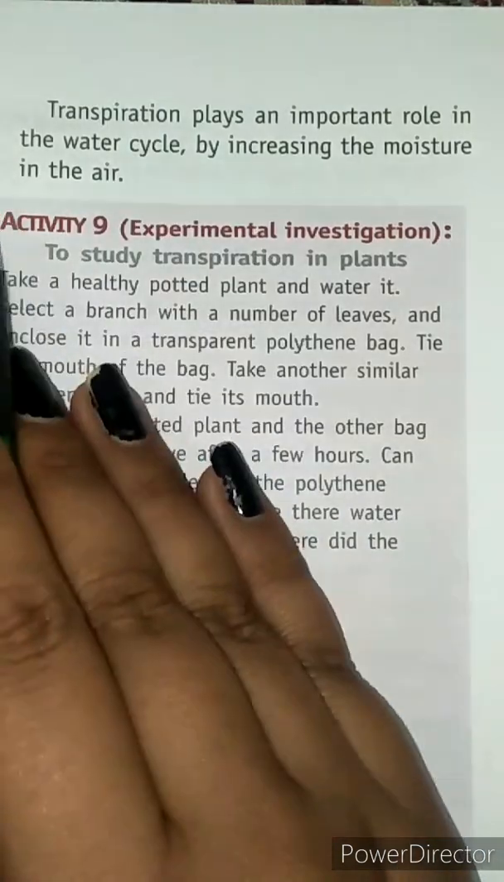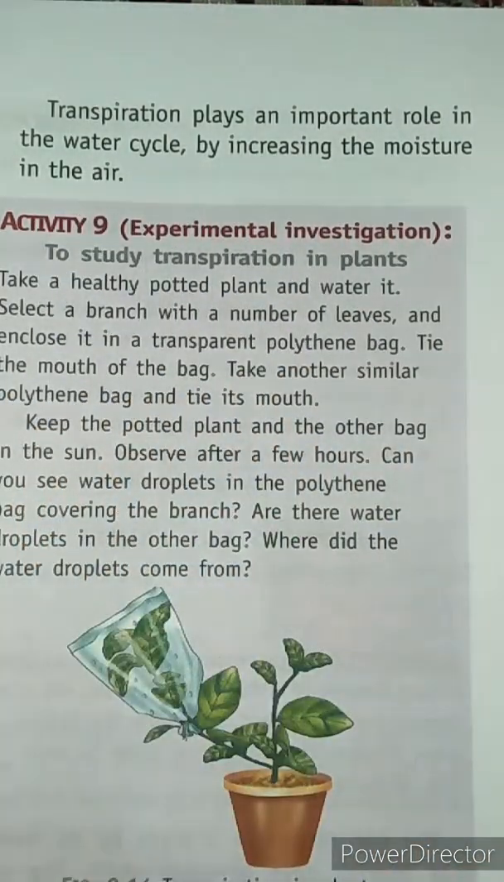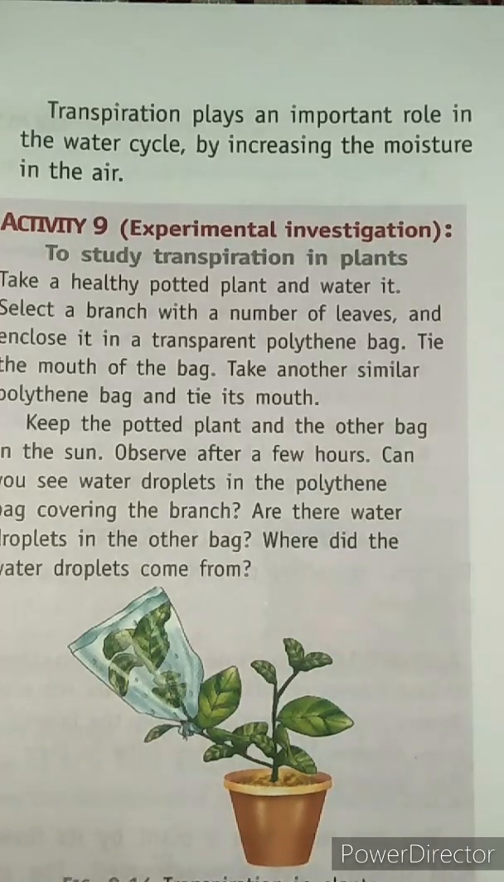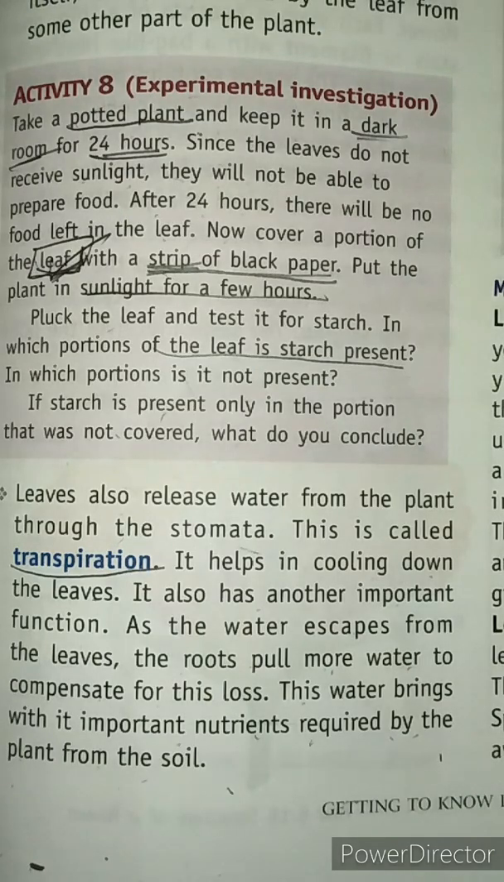Transpiration plays an important role in the water cycle by increasing the moisture in the air. So students, during transpiration, loss of water occurs, and this loss is compensated by the roots. Clear? So here an activity is there.